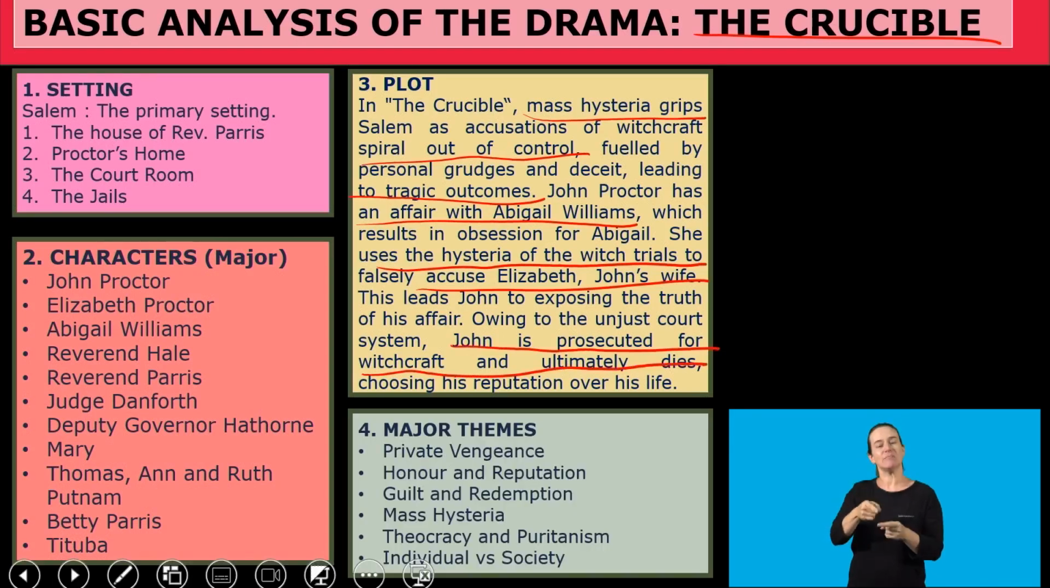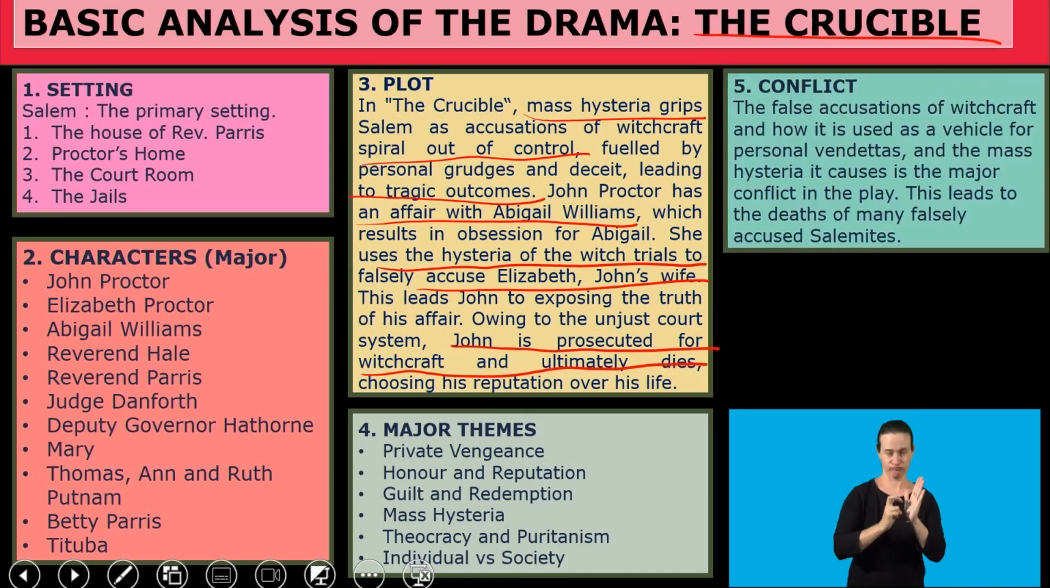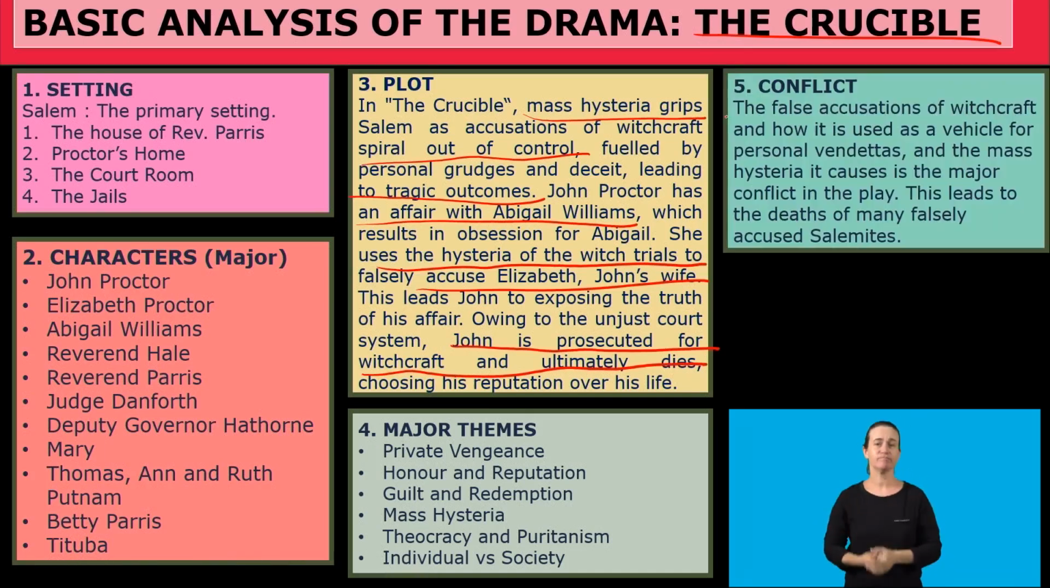The major themes: private vengeance, honor and reputation, guilt and redemption, mass hysteria, theocracy and Puritanism, the individual versus society. The major conflict in the Crucible: the false accusations of witchcraft and how it is used as a vehicle for personal vendettas, and the mass hysteria it causes is the major conflict in the play. This leads to the deaths of many falsely accused Salemites.